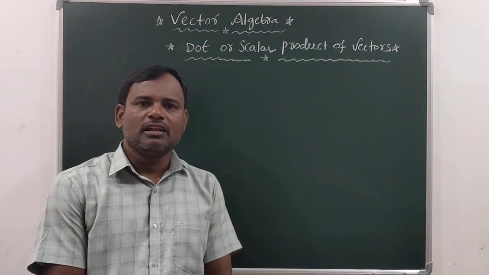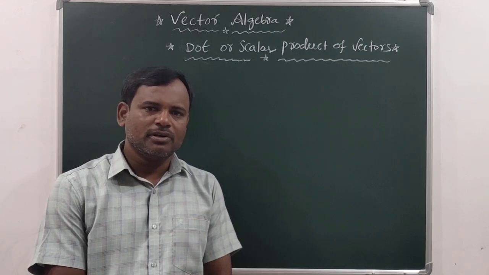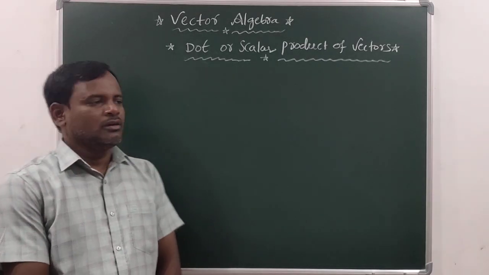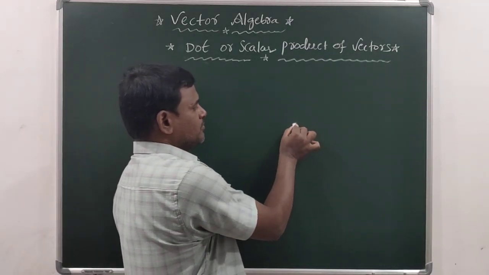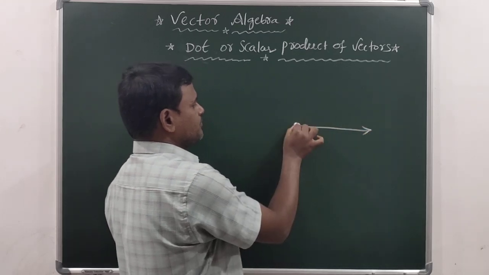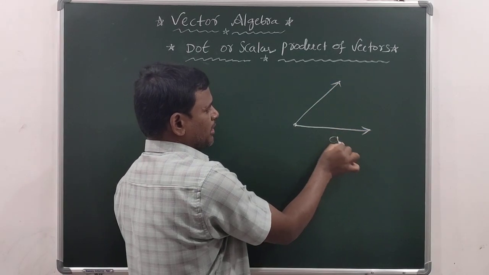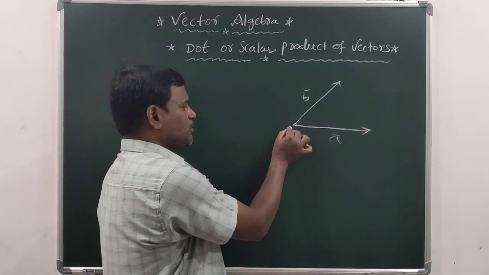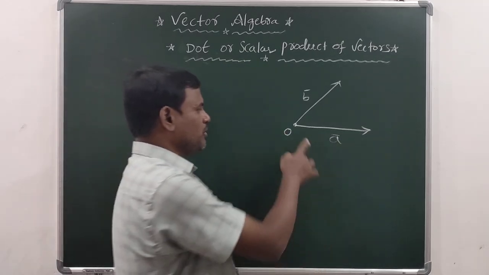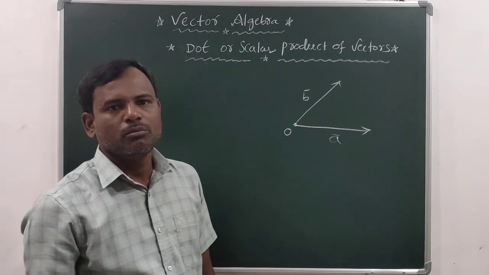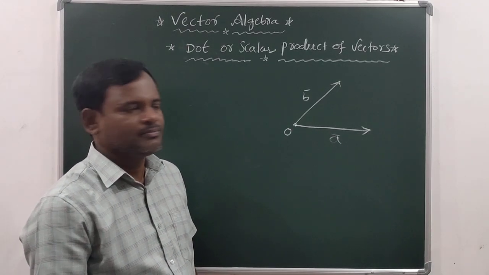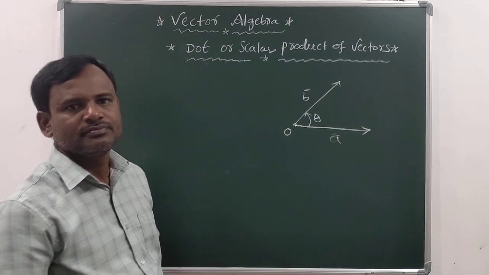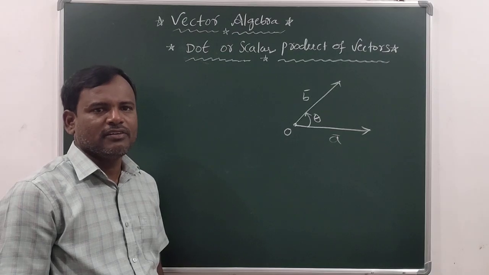In this class, now I am going to explain you a dot product or scalar product of vectors. Consider two non-zero vectors A, B. This is the initial point of the vectors. One is moving this side and one more is moving this side. Both are non-zero vectors, and theta is the angle between the vectors.